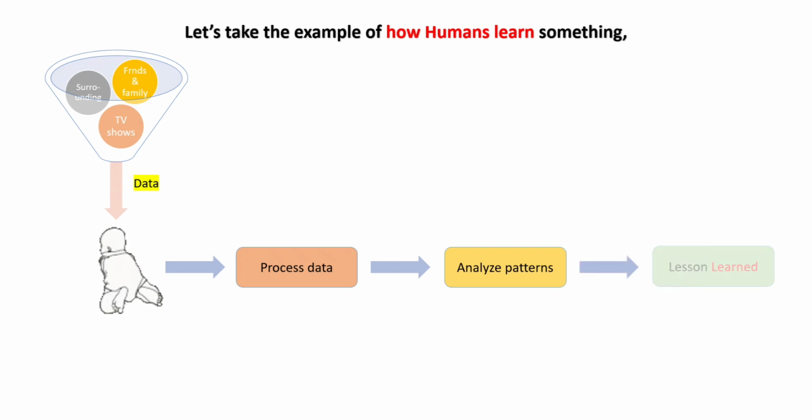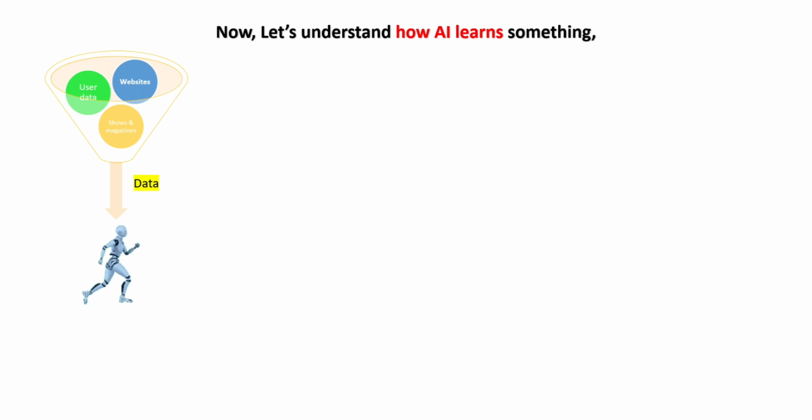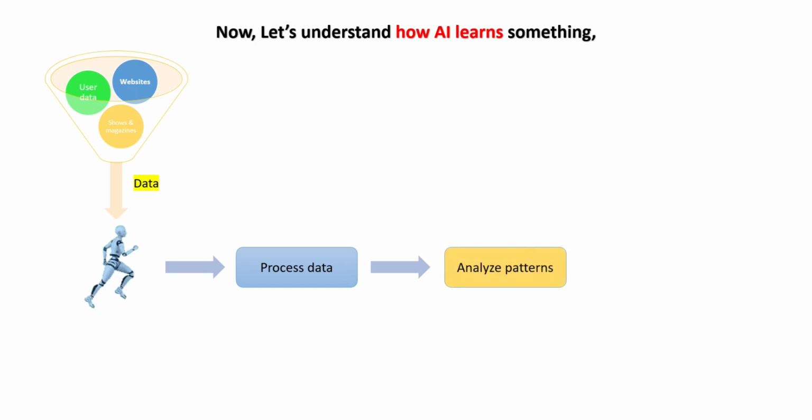Same happens with AI. It is just that the sources of the data are different. Here the machine will get data through websites, through user data, maybe some shows, magazines, any other source it could be. There are so many sources through which AI can get data. It will do the same thing. It will process that data which is given to it, and after processing, it will get some patterns. It will analyze all those patterns, and accordingly, it will learn a lesson. Then it will behave accordingly, make a decision, and do something.